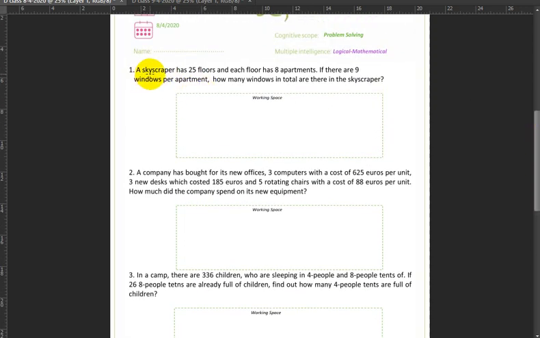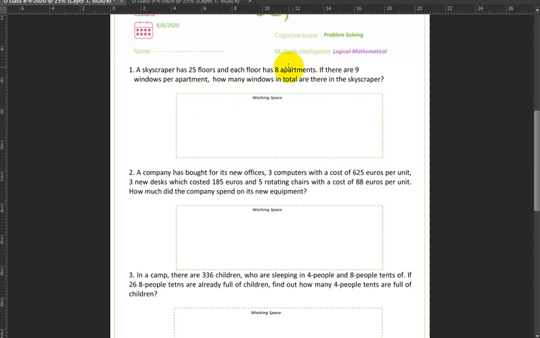Problem number 1 says, a skyscraper with 25 floors. A skyscraper has 25 floors and each floor has 8 apartments. If there are 9 windows per apartment, how many windows in total are there in the skyscraper? So, to figure out how many windows overall, we need to figure out first how many windows there are per floor. Because what we have right now is the number of windows per apartment.